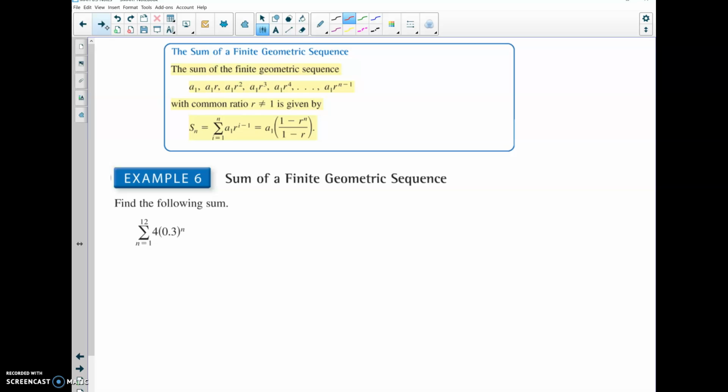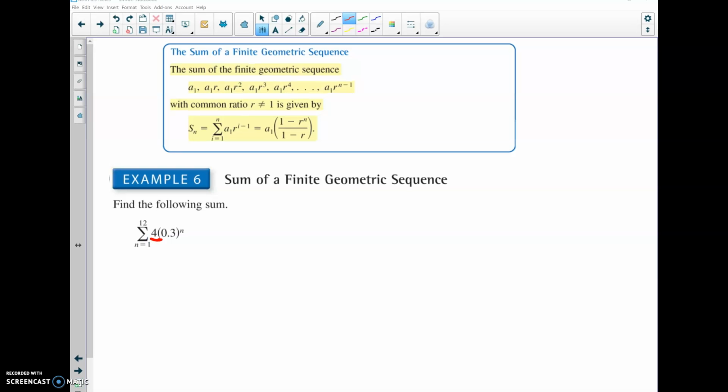Alright, the sum of a finite geometric sequence is this equation. Please write this down. Alright, so using that equation, we are going to find the following sum here. Alright, so notice this is A sub 1. Alright, so looking at this example, that sum when n is 1 to 12, let's write out the first couple of terms of this geometric sequence.